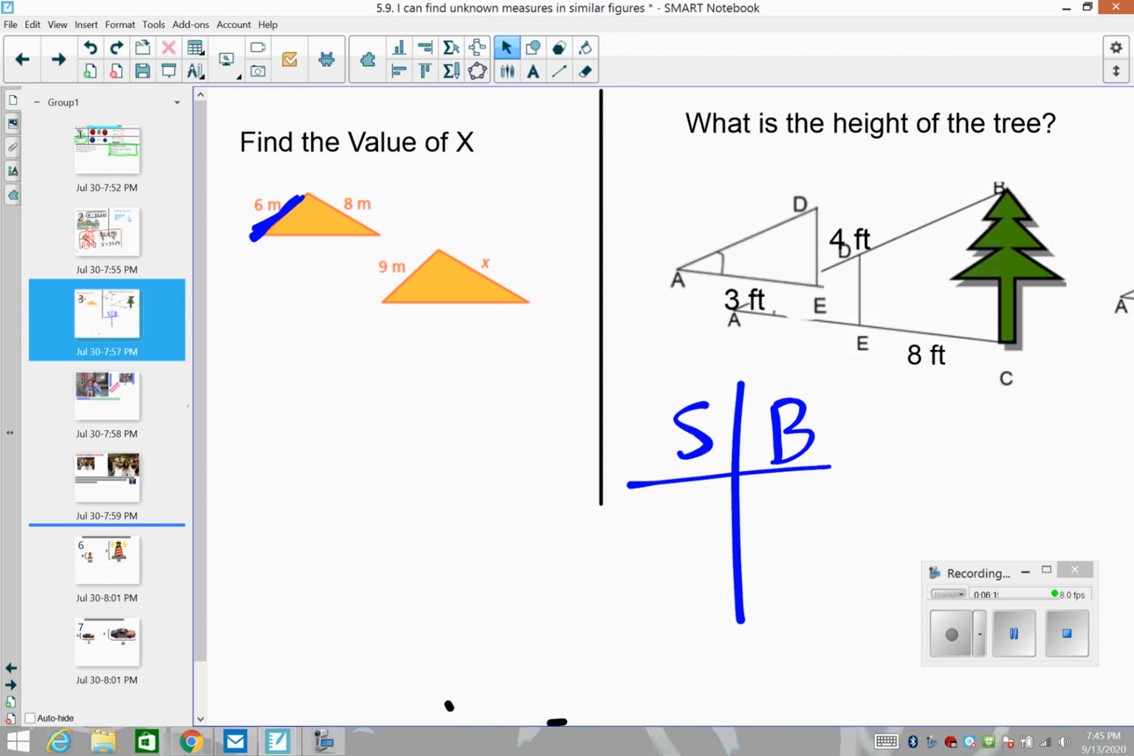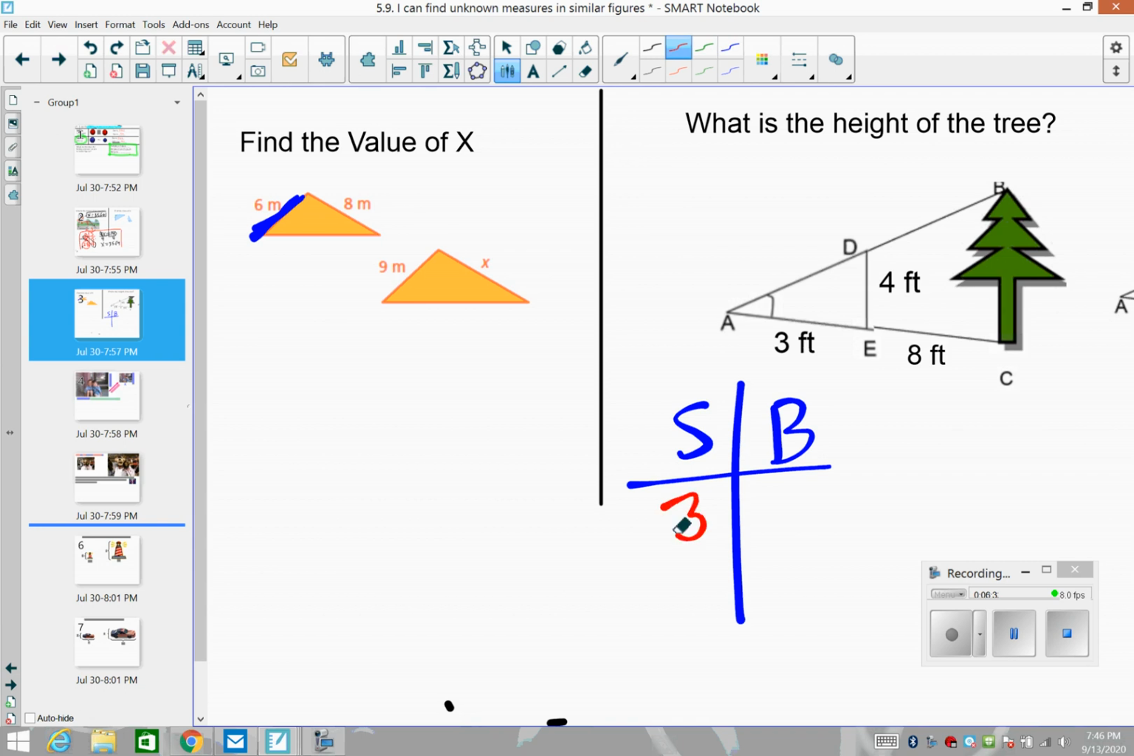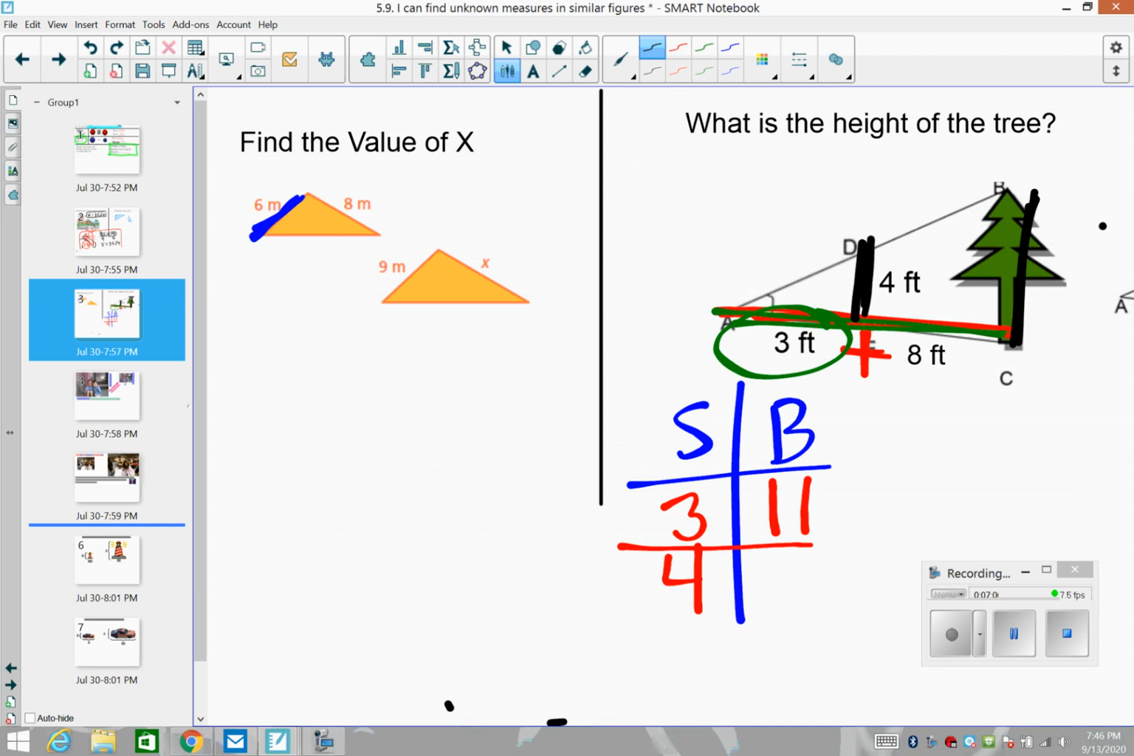All right, so this right here is that smaller figure, okay? So if we take a look at that, the small figure has side lengths of 3 as the base and 4 as the height. The base of the big figure is all of this, all of that, which really is 3 plus 8 or 11. So the 3 in the small figure corresponds to the 11 in the big figure. The 4 in the small figure corresponds to the unknown height in the big figure.